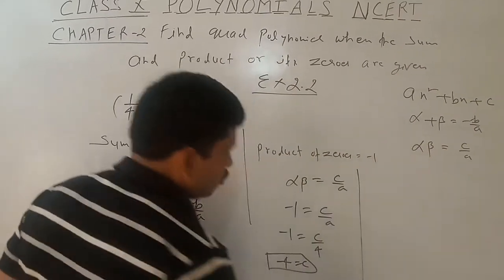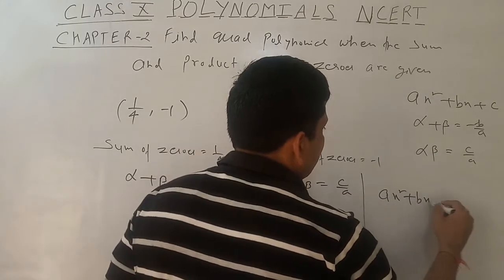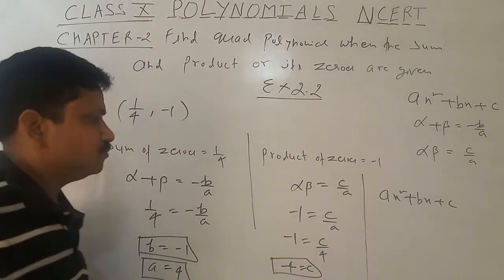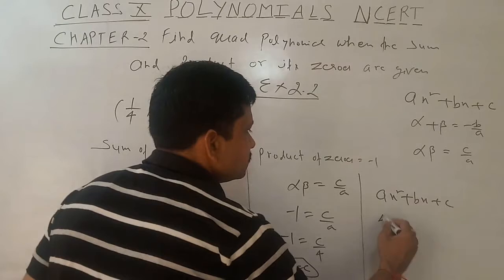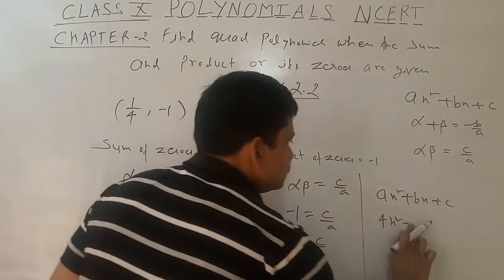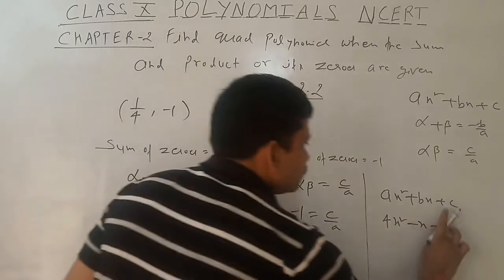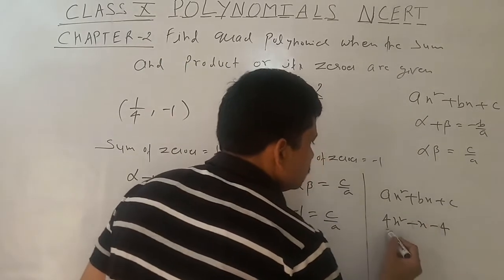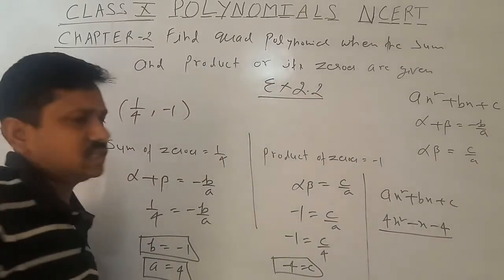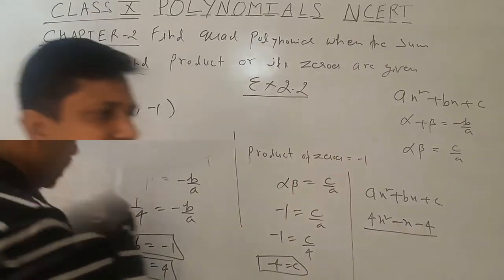Now we want to make the quadratic polynomial. The general equation is ax square plus bx plus c. Then a is equal to 4, b is equal to minus 1, so we have minus x, and c is equal to minus 4. So we get 4x square minus x minus 4. This is our quadratic polynomial. Okay, let's take the second part of this.